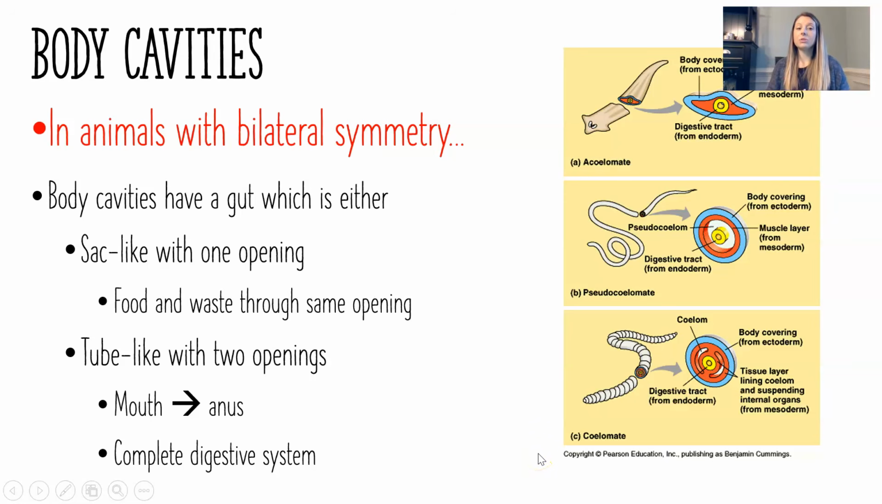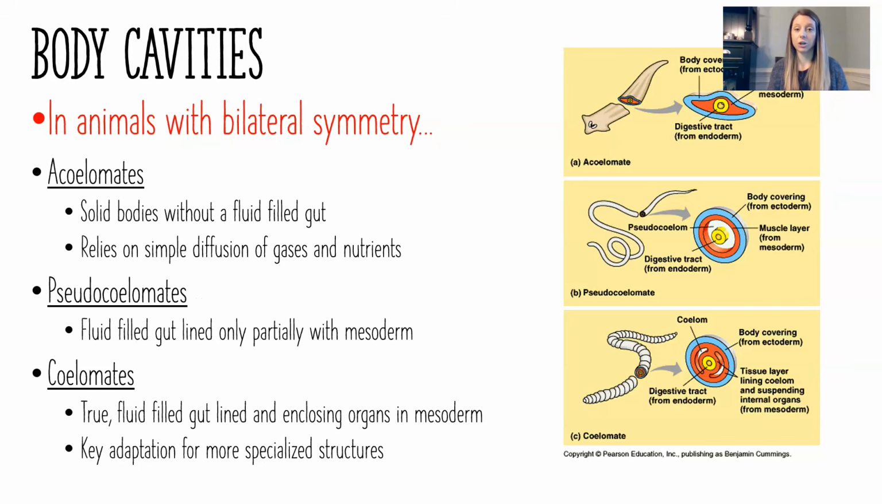And then again, with animals with bilateral symmetry, their body cavities can vary in different ways. They can have a more simple sac-like body cavity that has a single opening, so food and waste are going through the same spot, or they can have a more complex tube-like body cavity with two openings. This is where food comes in one end, the mouth, and then waste goes out the other, the anus. You're going to have a more complete digestive system, which means they're going to be able to obtain nutrients more efficiently and effectively. So we give those some terms.